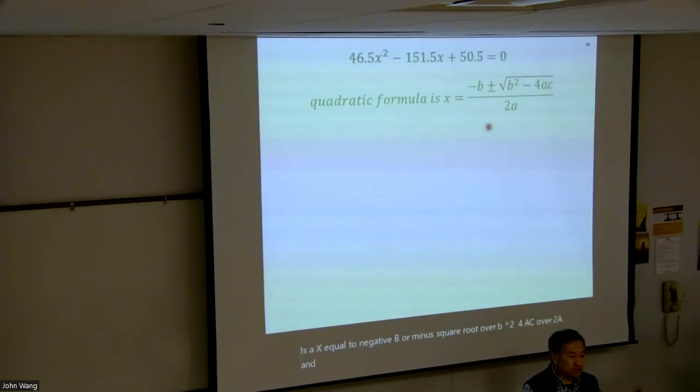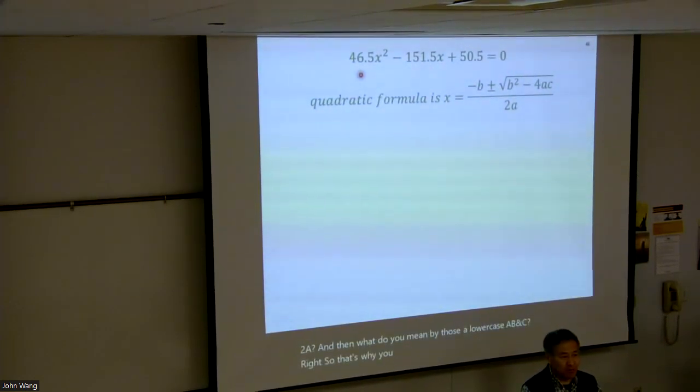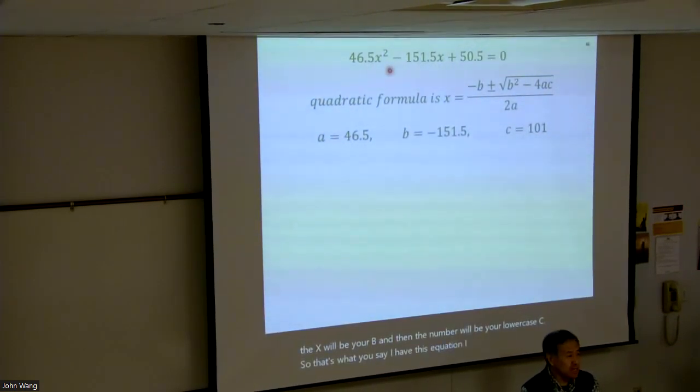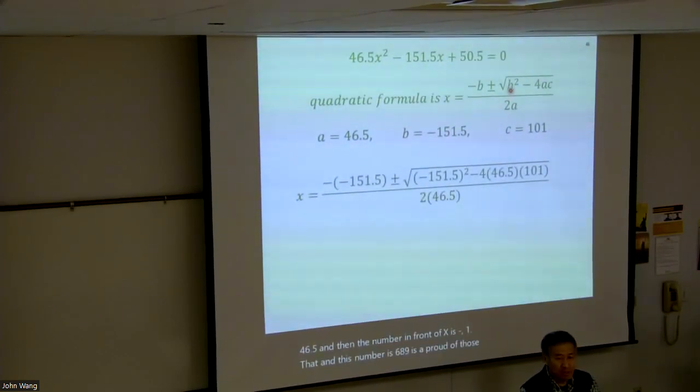And what do a, b, and c mean here? In the standard form, a is the coefficient of x squared, b is the coefficient of x, and c is the constant number. So I have this equation, I have x squared, and the coefficient, which means the number in front of the x squared, is 42.5. So I know a is 42.5. And b is the number in front of x, the negative one, and c is the constant. Now I use the quadratic formula.